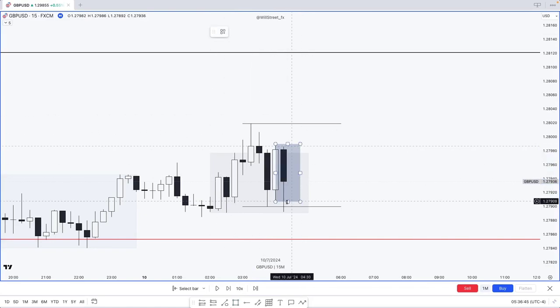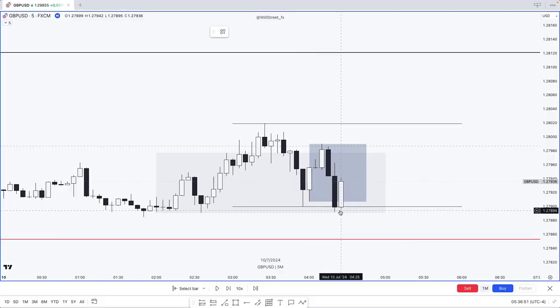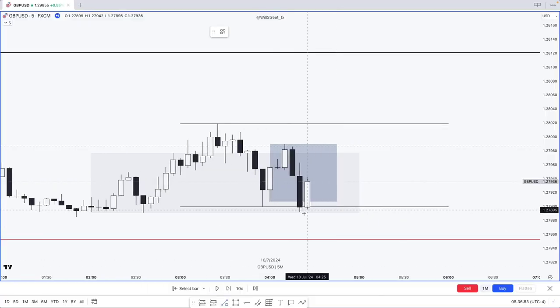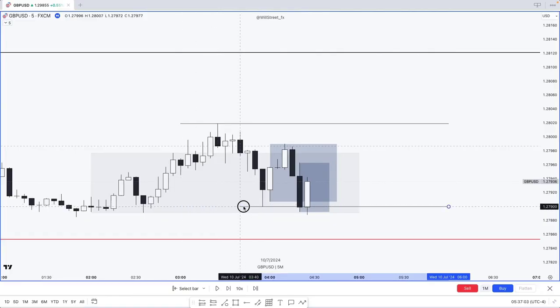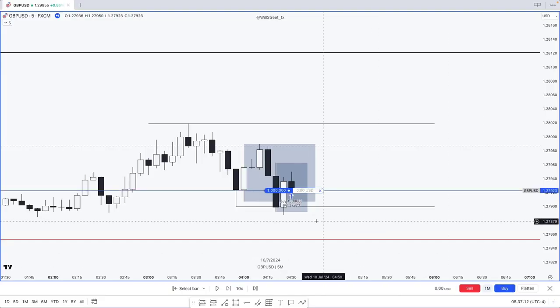So our entries will be inside that 15-minute range. Let's refine on 5 minutes. This is a filler swing. We can refine. And look at this, when our range low acts like a change in state of delivery, this is already done. So entries here, power of 3, inside the range.